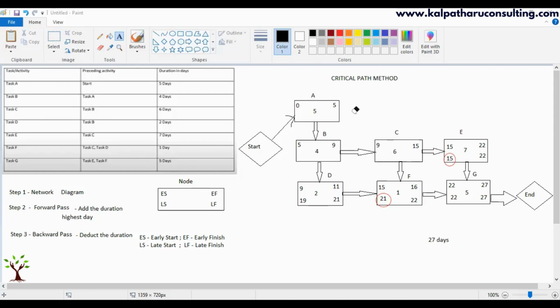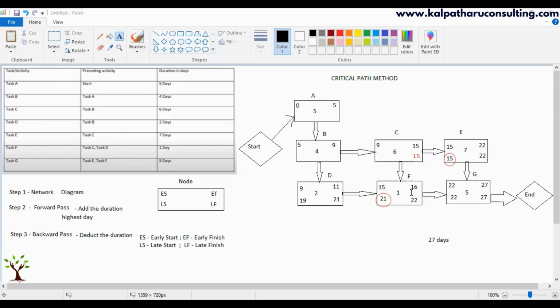So between 15 and 21, let us take the lowest number. See, when from C the arrow goes to two activities, correct? Yes. It goes to E and F. So here E, the late start is 15. For F, the late start is 21. So between these two numbers, we should take the lowest number. Got it? C is going to be completed on the 15th day, correct? Right. After that, I have to start two activities, correct?